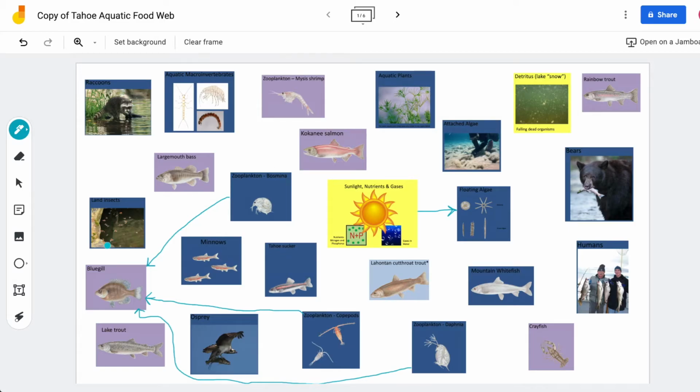All right, where are the land insects? Oh, right here. Okay, which direction is this arrowhead going to point? Up or down? Down, that's right, because the energy is flowing from the land insect to the bluegill. Same with the aquatic macroinvertebrates. And those are all of the organisms that give their energy to the bluegill.